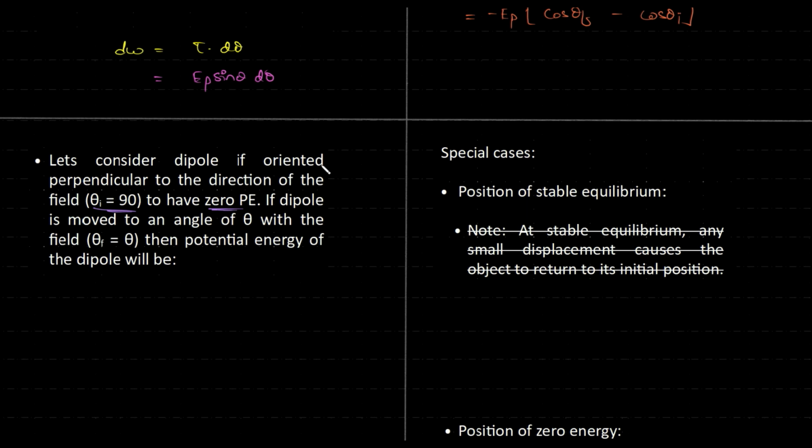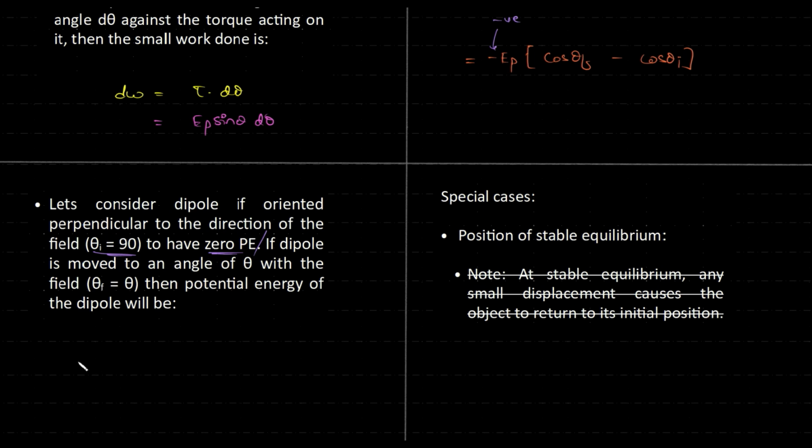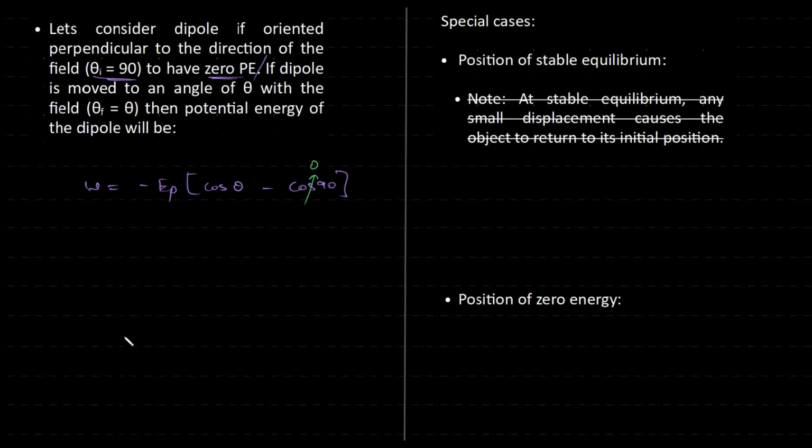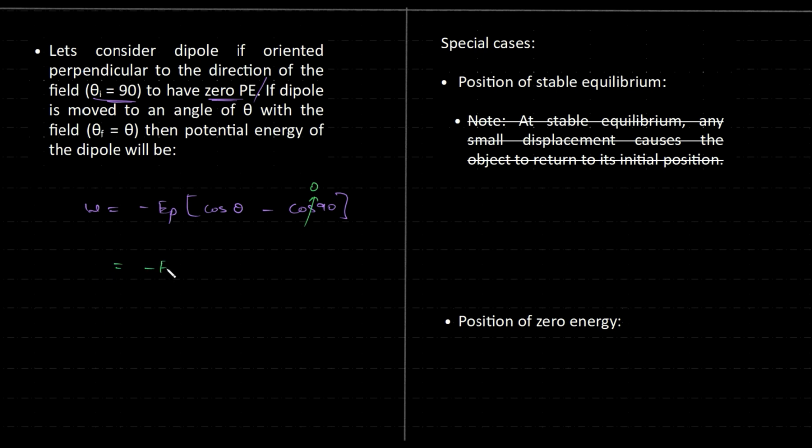Now, let's consider the dipole oriented perpendicular to the direction of the field, theta I is equal to 90 degree. It has 0 potential. If the dipole is moved to an angle of theta, then the potential will be minus EP times cos theta minus cos of 90 degree. This is nothing but 0, and we have minus EP cos of theta. That's your expression.